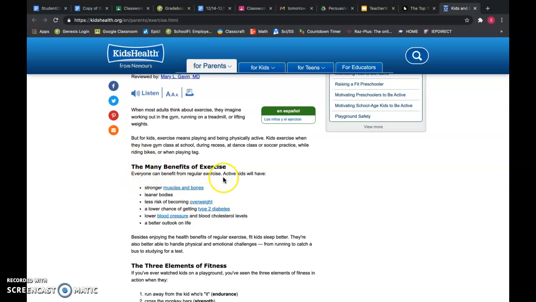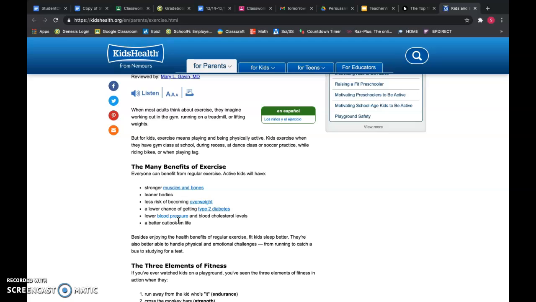The main benefits of exercising. Why would somebody benefit from exercising? And here are my reasons. Stronger muscles and bones, leaner body, less risk of becoming overweight, lower chances of getting type 2 diabetes, lower blood pressure, lower blood cholesterol levels, and better outlook on life. Right there, it tells me so many pieces of information. I'm writing it down on my paper.